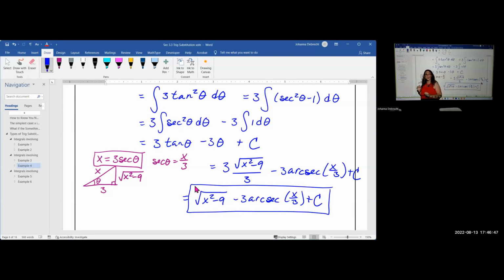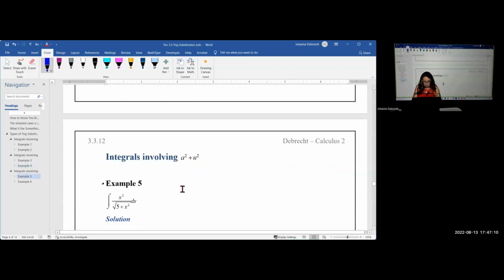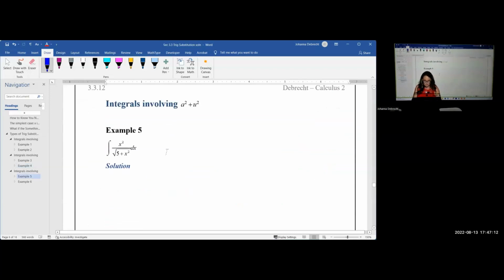Now we have one more type that we want to take a look at. We've looked at having a constant thing squared minus variable thing squared. And we've looked at the variable thing squared minus the constant thing squared. The only thing we haven't done is what if there's no minus, right? What if they're both positive? So that's our last possibility. So let's take a look now at integrals involving a squared plus u squared.